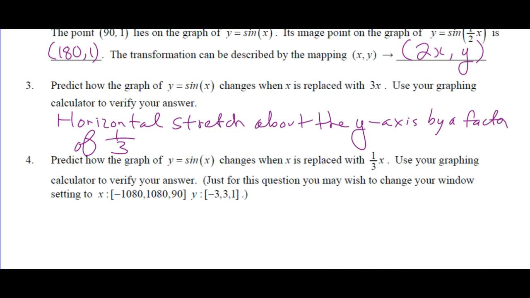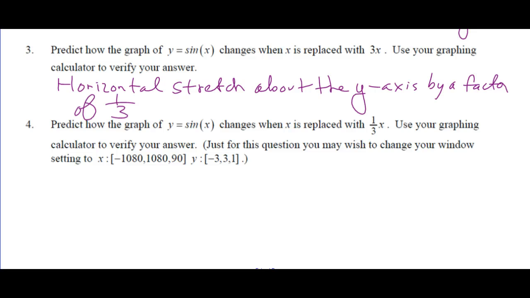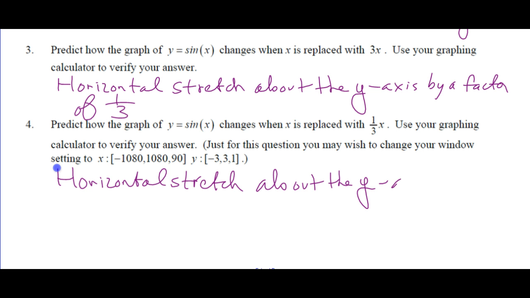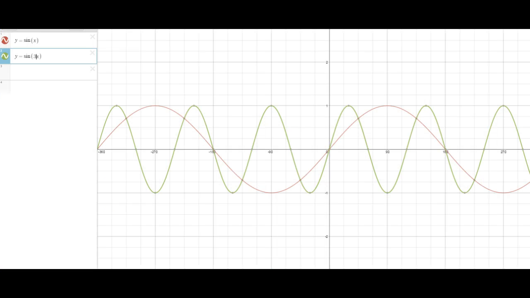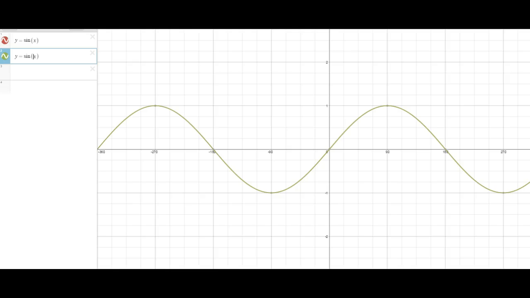Predict how the graph changes when x is replaced with 1/3 x. 3 times. Again, let's be used to writing out the full thing. So it's a horizontal stretch about the y-axis by a factor of 3. I'm not necessarily going to change the window. I'm just going to change this to 1/3. Let's see what happens.